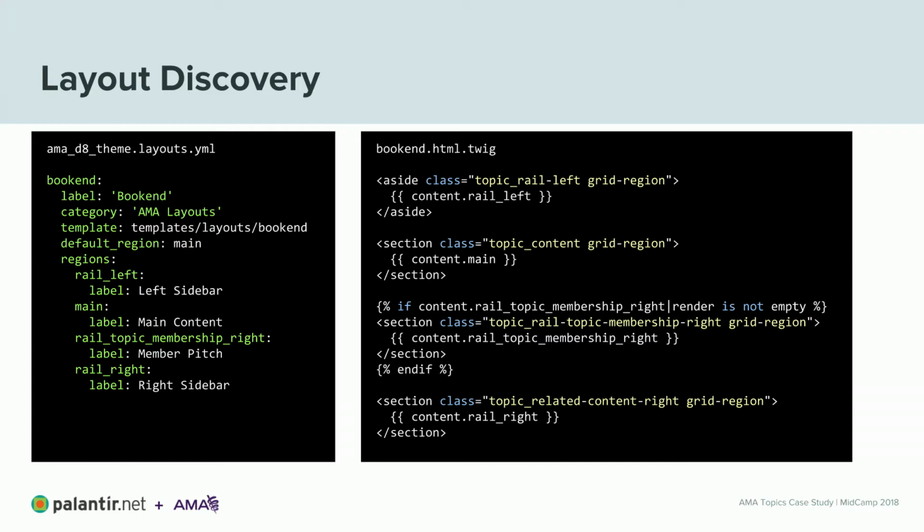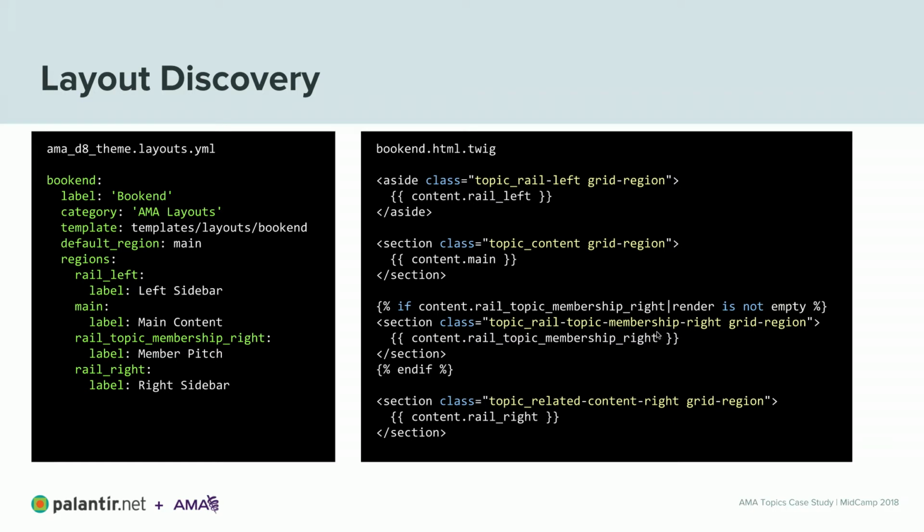So, adding a new layout with layout discovery. On the left here, we've got our theme.layouts.yaml file. We've just got an array in here called bookend, and this really defines the entire layout. We've got a label and a category. We tell it where to look for the template files, and then we set the regions that we want. So we've got a left rail, main content, and a little section that hovers over the right rail. Then in our theme file, we're really just setting the wrappers for these pieces of content.